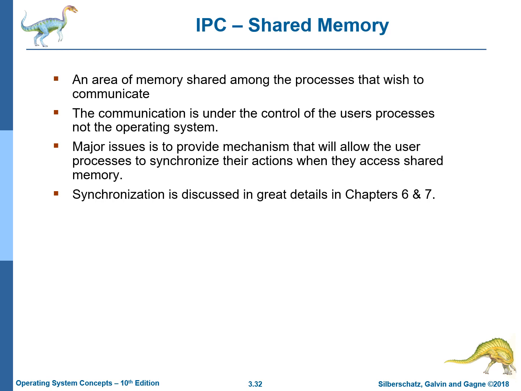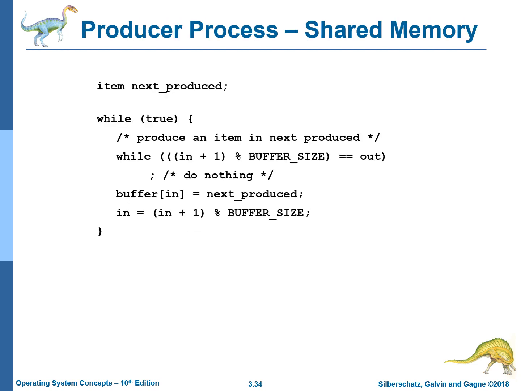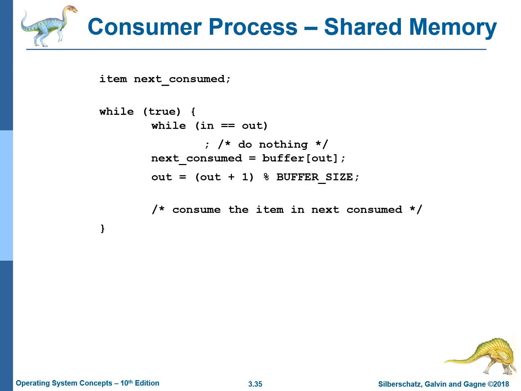Inter-process communication using shared memory: an area of memory shared among the processes that wish to communicate. The communication is under the control of the user's processes, not the operating system. The major issue is to provide a mechanism that will allow the user processes to synchronize their actions when they access shared memory. Synchronization is discussed in more depth in chapters 6 and 7. This is the bounded buffer shared memory solution. This is the producer process in shared memory. This is the consumer process in shared memory.